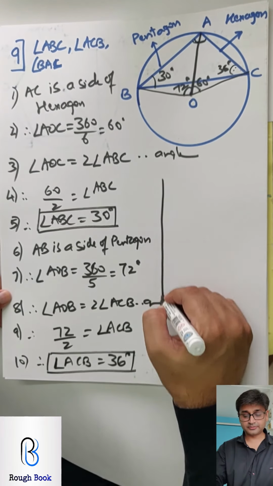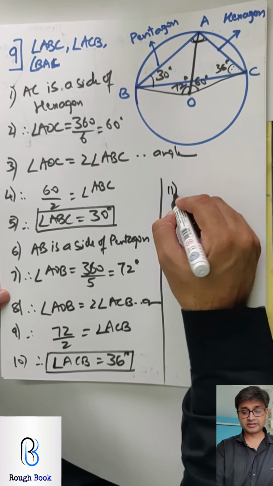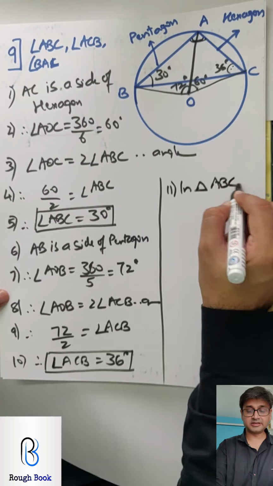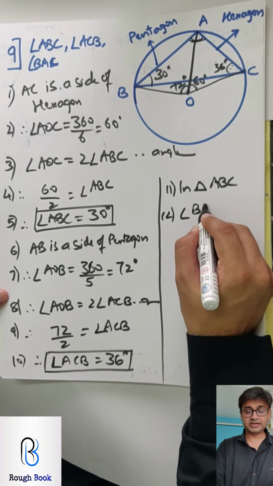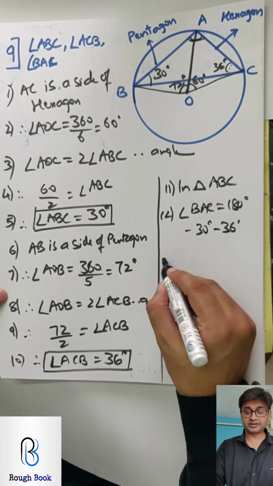And now for the last one. You got this 36, you got this 30. So we will say in triangle ABC, angle BAC is 180 minus 30 minus 36.